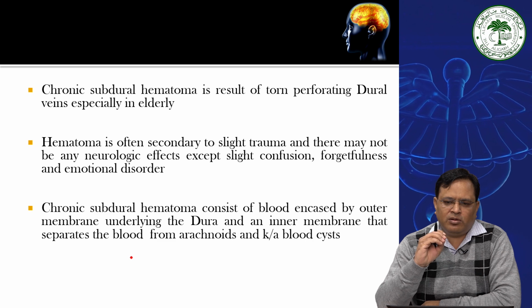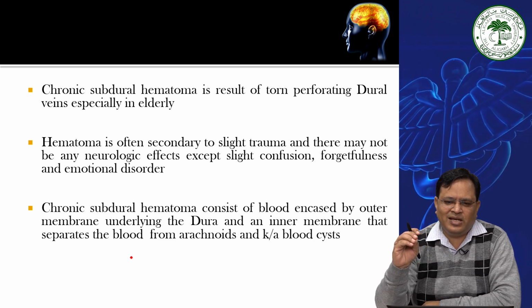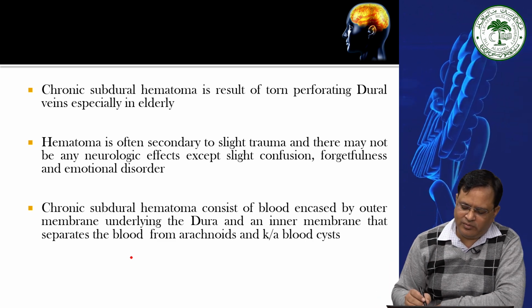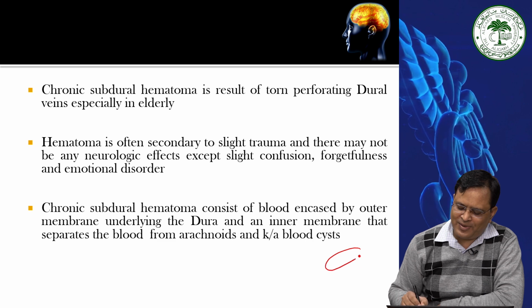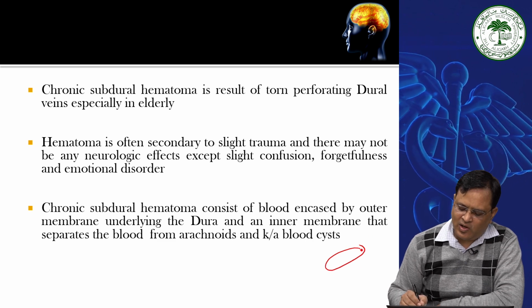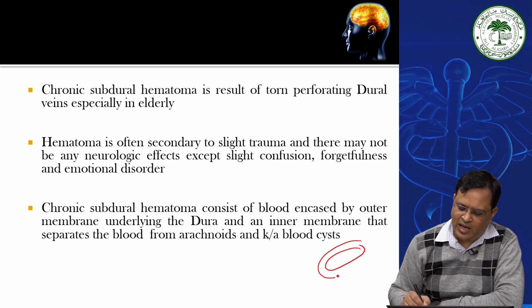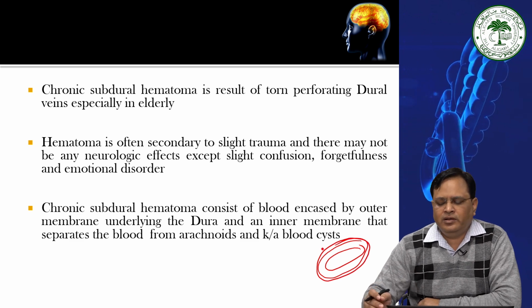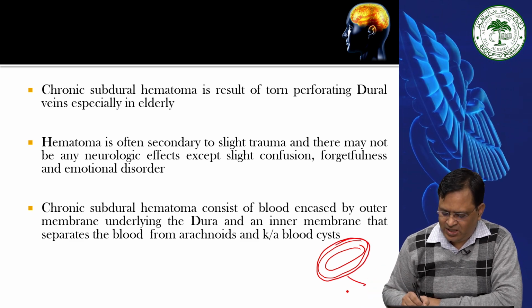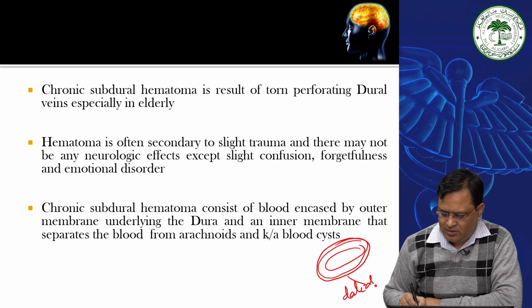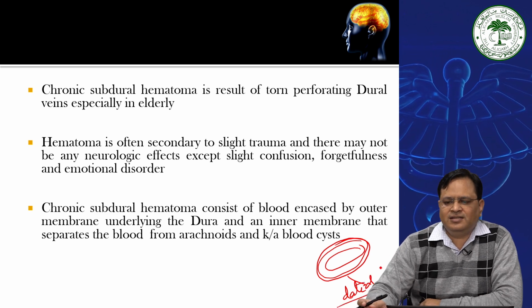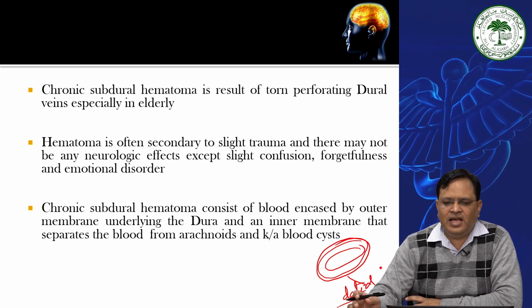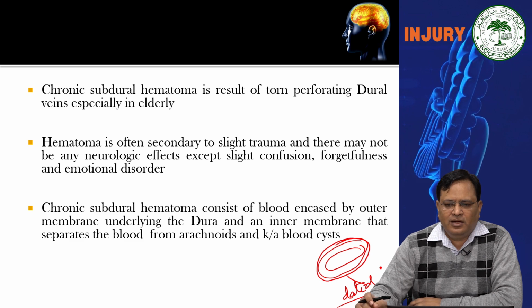Chronic subdural hematoma consists of blood encased by an outer membrane. If a chronic hematoma happens, then it gets resolved and certain hyaline membranes are developed around it, which can be dated depending upon the appearance of the layers of the membrane.